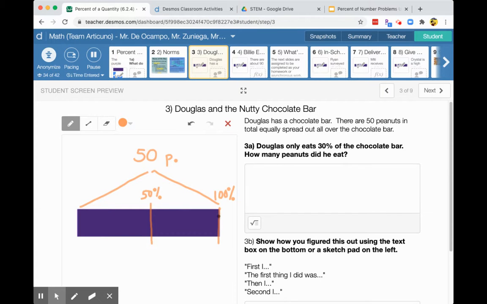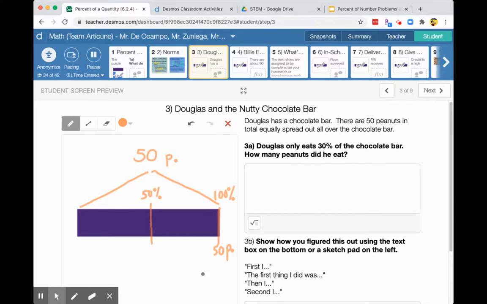What if Douglas ate all of the chocolate bar? How many peanuts is that? I'm going to put P for peanuts. If Douglas ate the whole chocolate bar, how many peanuts is that? Well, it's going to be 50 peanuts. So I'm labeling percent up here, and I'm going to label peanuts down here. 100% of the chocolate bar is the same as eating 50 peanuts.